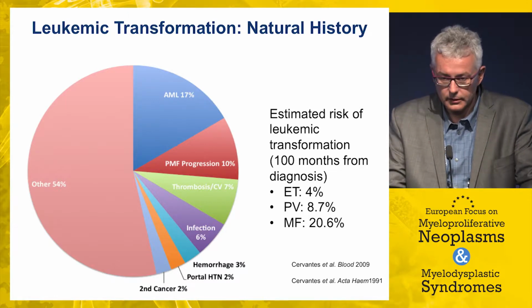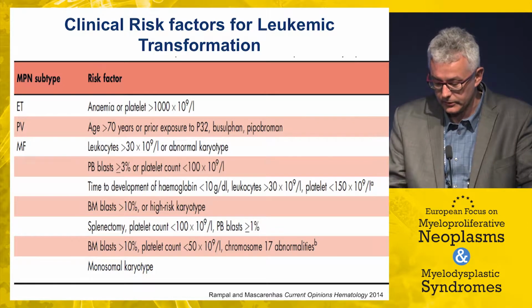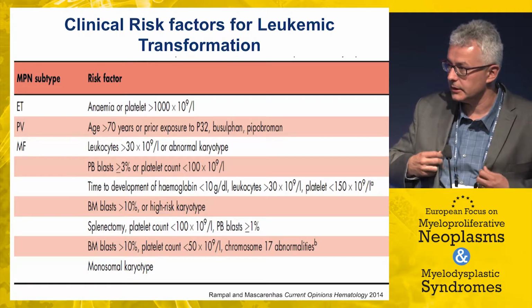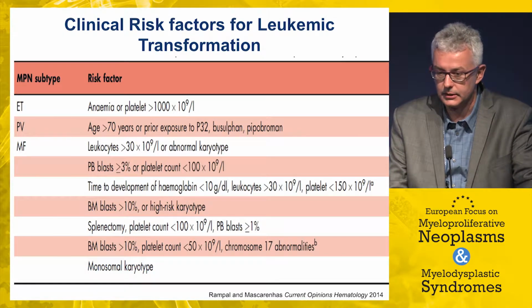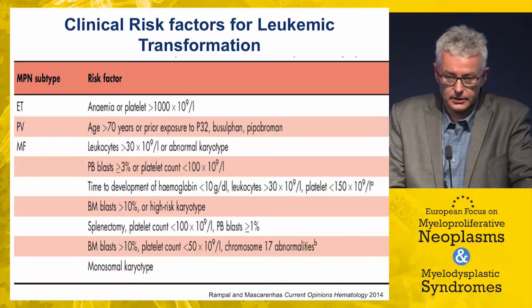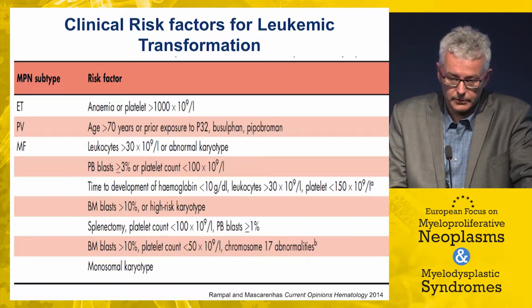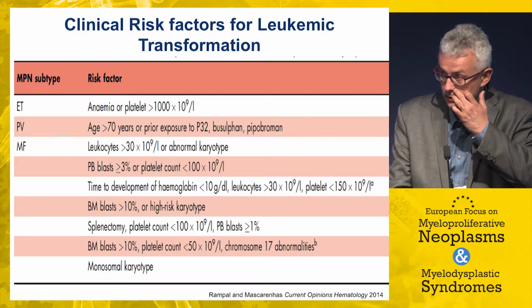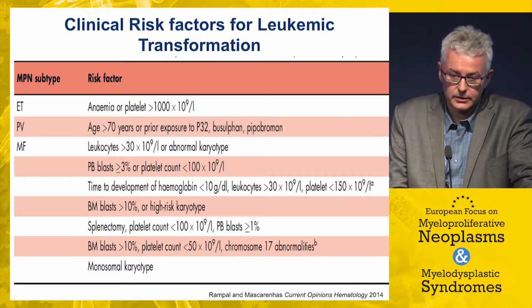So usually we start asking questions: can we identify patients that are at a risk of progression so that we can inform the patients about that risk? Can we be prepared or do something about it before the progression actually happens? And this is a subject of many papers. This is just one table from a very nice paper from 2014, a review by Rampal and Mascarenhas on the subject, where they have a keen interest in developing specific drugs for patients in accelerated or blastic phase myelofibrosis.